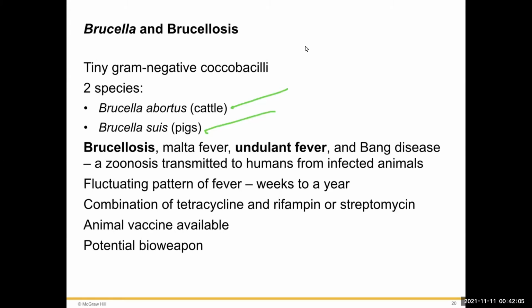It causes a fluctuating pattern of fevers, which can last several weeks up to a year. A combination of tetracycline and rifampin or streptomycin is used to treat these bacteria. There is an available animal vaccine for it, and it is a potential bioweapon because it can transfer to humans from other species.